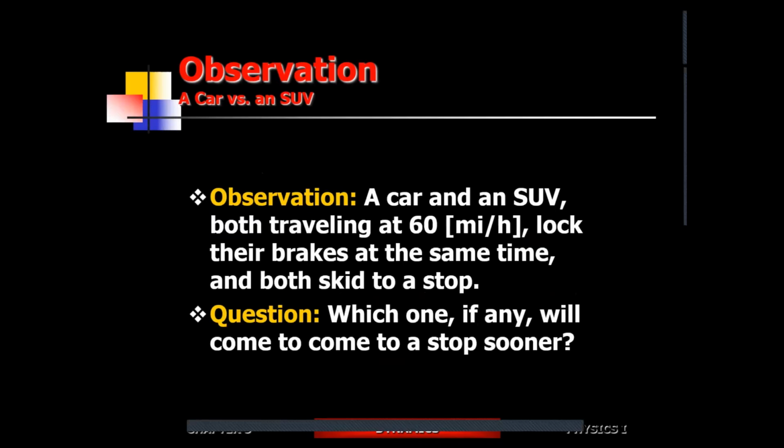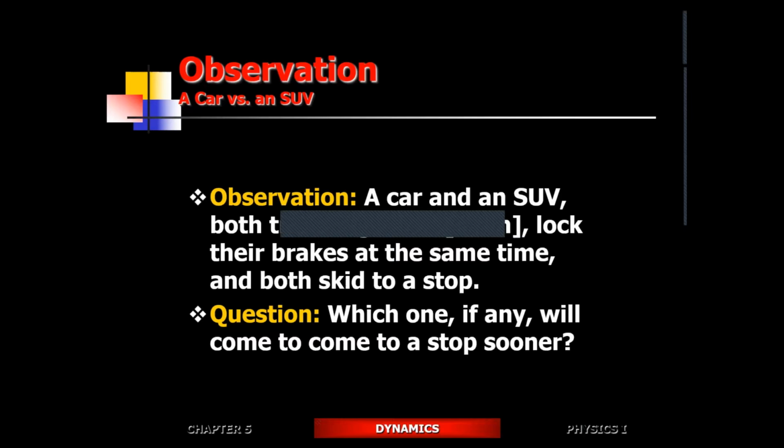All right, so this is one of those observations that could be argued either way. Most will say the car will come to a stop sooner because it's lighter, and some will say the SUV is going to come to a stop sooner because it's heavier. Car will come to a stop sooner because it's lighter. It requires less force. SUV is going to come to a stop sooner because it's heavier and experiences more friction. Either way, frictional force is going to bring them to a stop. So who's right? Who's wrong?